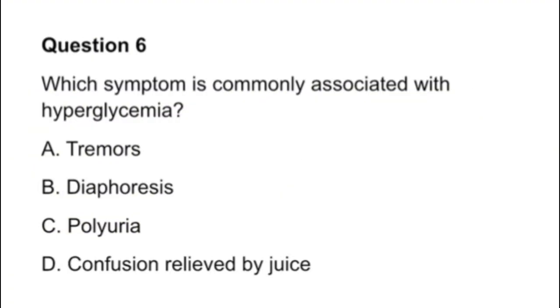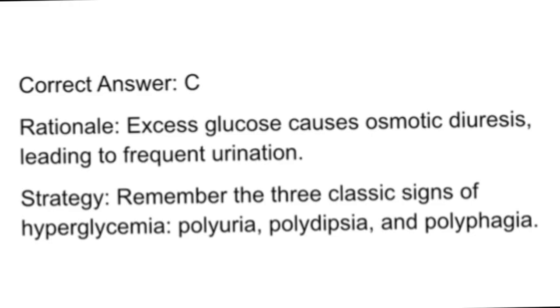Question 6. Which symptom is commonly associated with hyperglycemia? A. Tremors. B. Diaphoresis. C. Polyuria. D. Confusion relieved by juice. Correct answer, C. Rationale: excess glucose causes osmotic diuresis, leading to frequent urination. Strategy: remember the 3 classic signs of hyperglycemia: polyuria, polydipsia, and polyphagia.